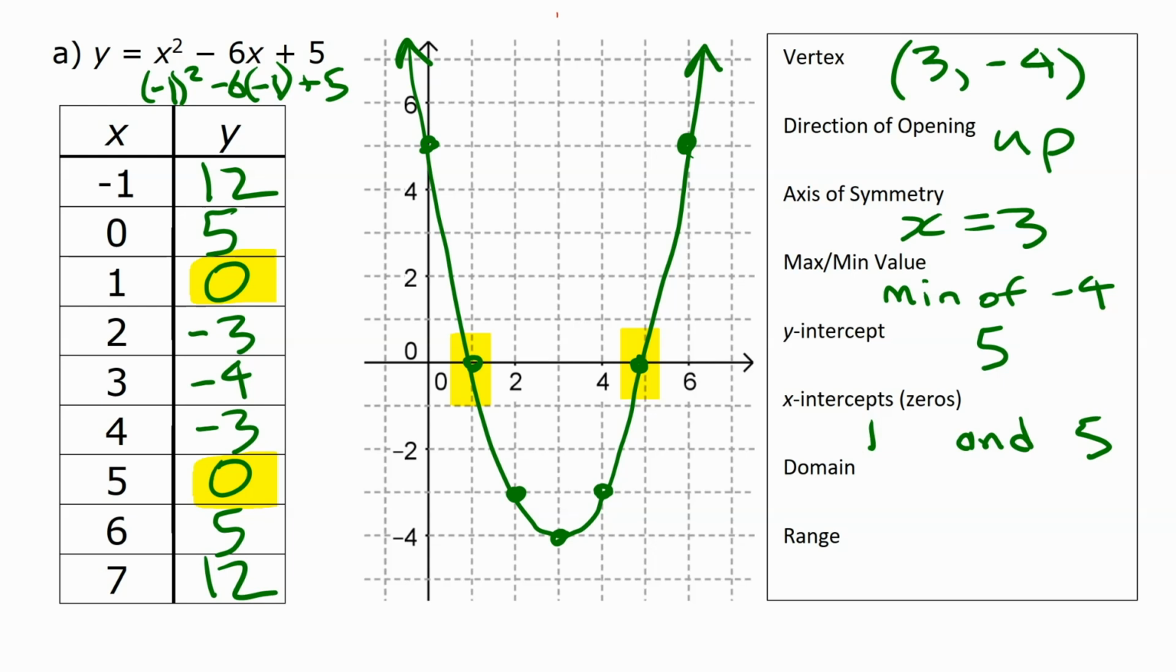The last 2 things here, domain and range. The domain is the possible x values for this function. If you think about it here, if these are going to keep going up and up and up in both directions here, it's going to get wider and wider and wider.